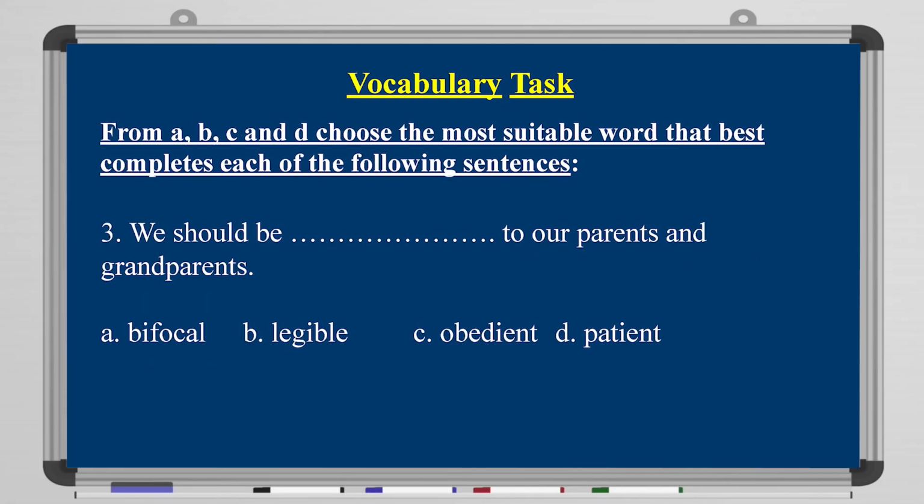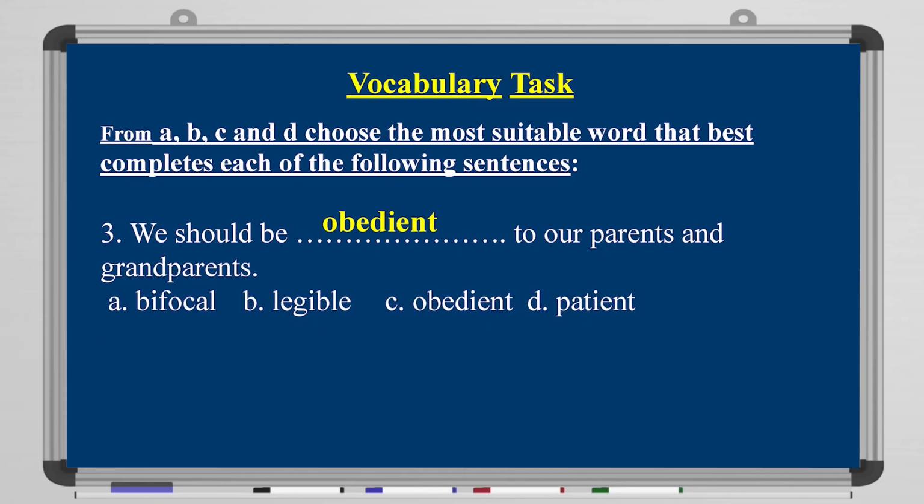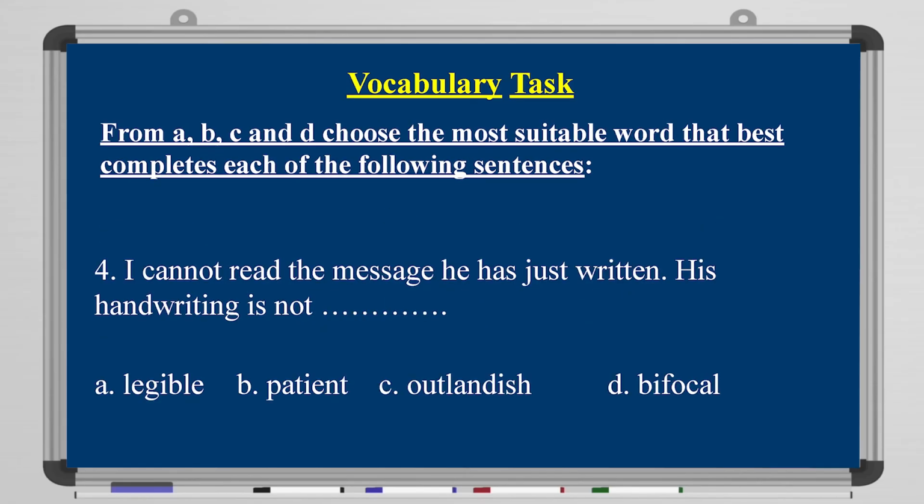For sentence number 3, we should be blank to our parents and grandparents. Parents and grandparents, usually there has to be something we give them. Something we have to be in order to. Is it bifocal, legible, obedient, or patient? The answer is obedient. Parents and grandparents should be obeyed at all times.